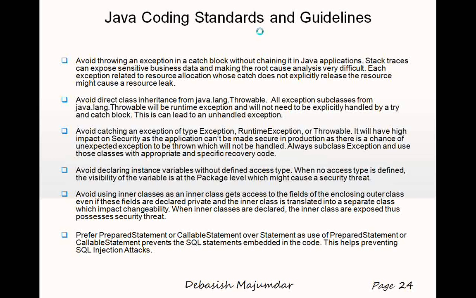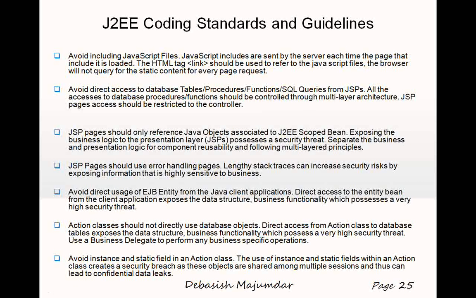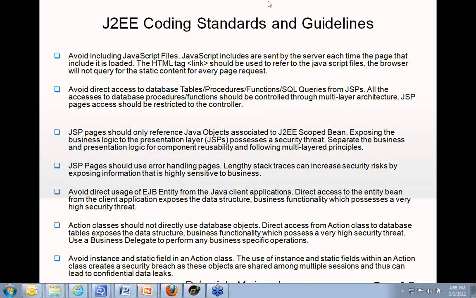And this is with regard to J2EE, where we avoid using JSP scripts and including those JSP script files. The different JSP pages should be referenced as Java objects or beans associated with the J2EE-based scoped bean, and the business and presentation logic should be separated, which supports component reusability and the multi-tiered application principle. JSP pages should also use error handling. Lengthy stack traces can increase the security risk by exposing information that is highly sensitive to businesses.